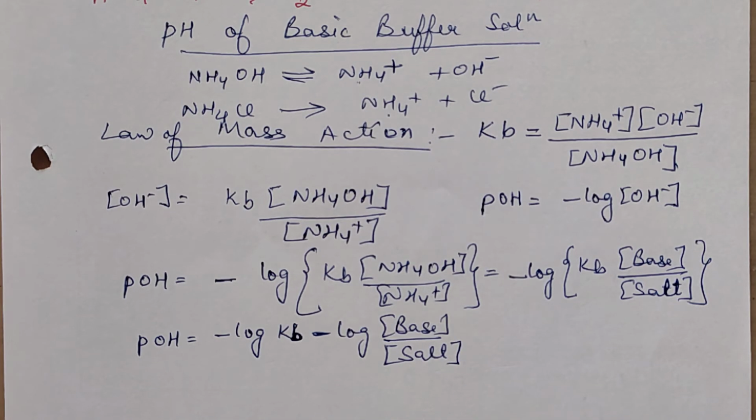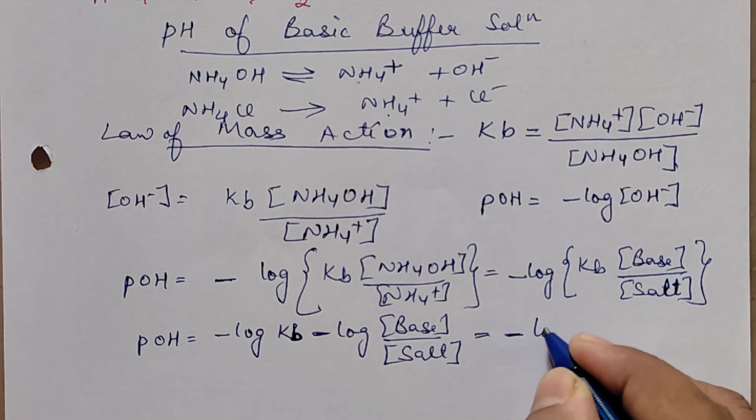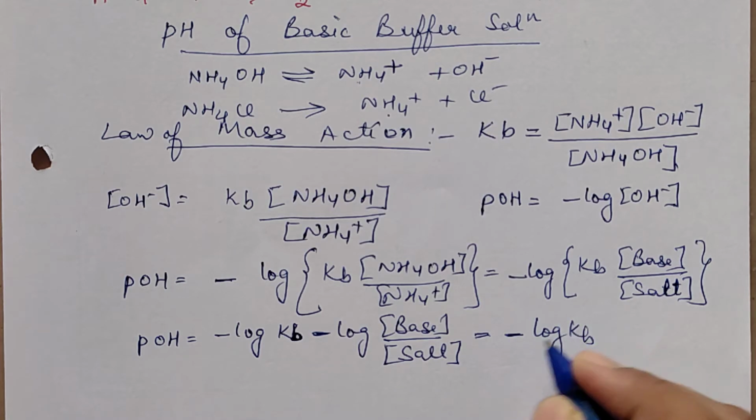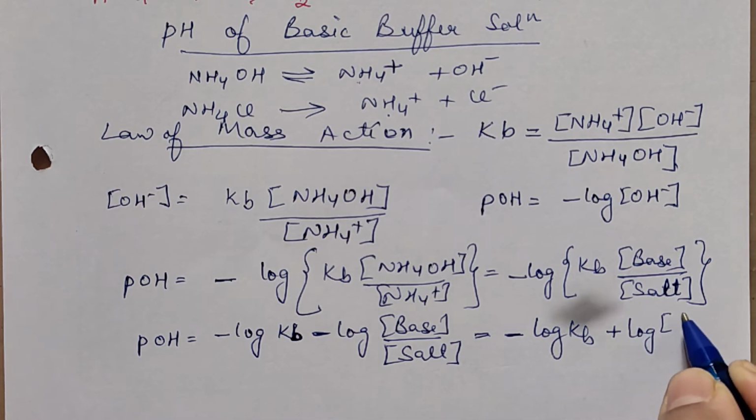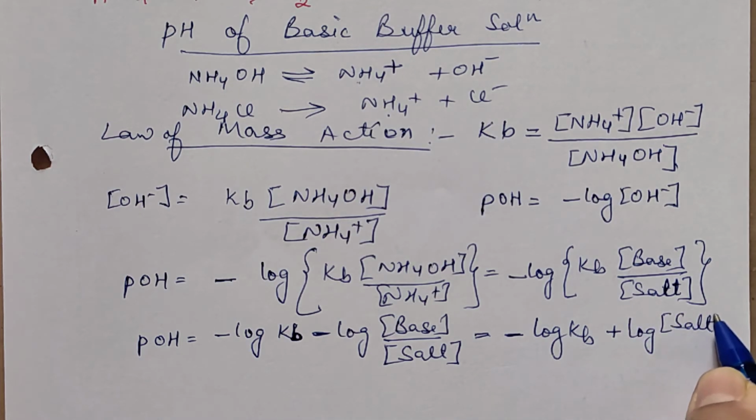Okay, now we can also write this in different forms. We may write it as minus log Kb. This, if we want, we can write as plus. If we write plus, it will now be log of the concentration of salt by base. This will be written.